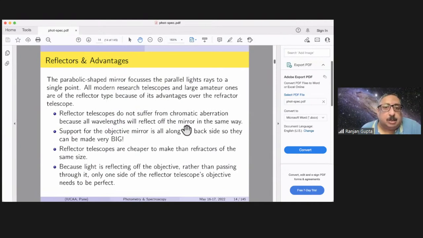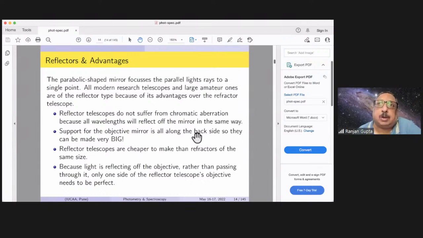So the mirror is a parabolic shape. Parallel rays get focused at a single point. They don't have any problem of chromatic aberration because the primary reflection is taking place on the primary mirror, so there is no light really passing through the large lens. Also, the bigger the mirror, the more light is collected, so it can be made very big. And we'll see some of the large telescopes. Today's mirrors are not even a single mirror, there are multiple mirrors.